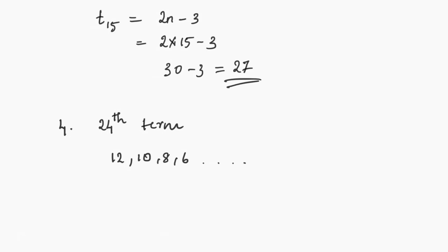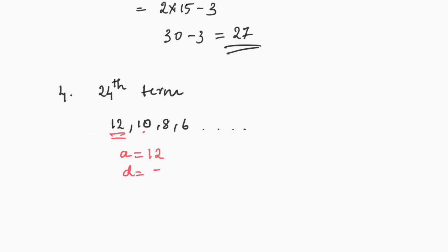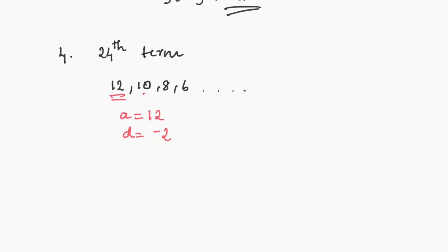What is the first term in the sequence here? The first term is 12. So you can write A is equal to 12. Common difference you will always find like this: second term minus the first term, third term minus the second term, fourth term minus the third term. It's not first minus second. So your common difference will be 10 minus 12, that is minus 2. 8 minus 10 is minus 2. 6 minus 8 is minus 2. So it's clear it's an AP. So A is equal to 12 and D is equal to minus 2.